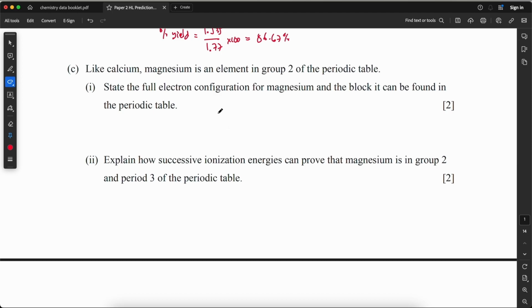Like calcium, magnesium is an element in group 2 of the periodic table. State the full electron configuration of magnesium, which is 12. So 1s2, 2s2, 2p6, and 3s2.